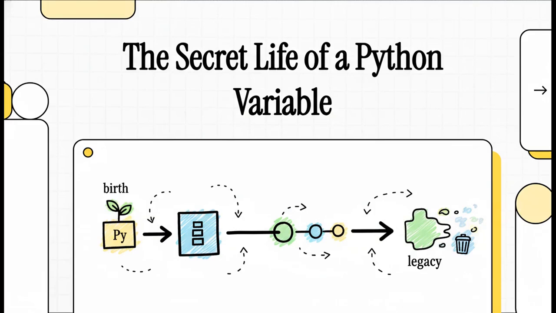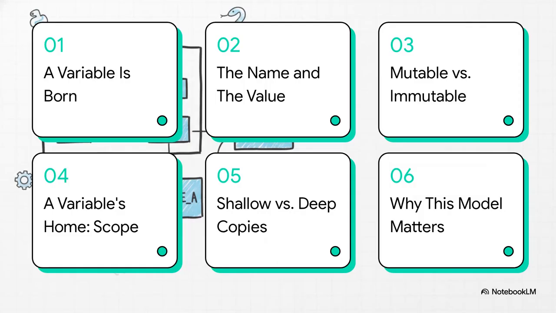Welcome to the Explainer. Ever wonder what really happens when you create a variable in Python? Today we're pulling back the curtain and following a variable's life, from the moment it's born all the way to its legacy. So here's the roadmap. We're going to follow a variable's entire life cycle through these 6 key stages to really get what's happening under the hood. All right, let's dive right in with a variable's birth.